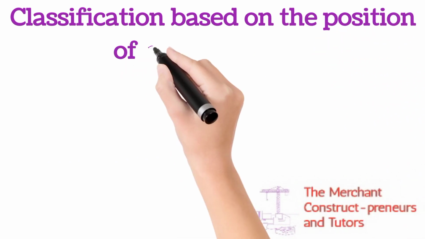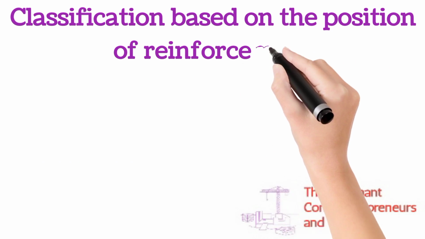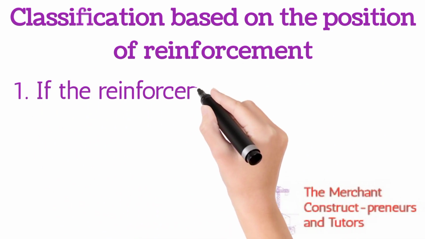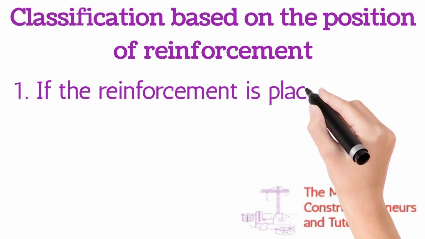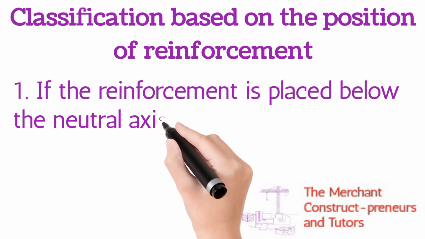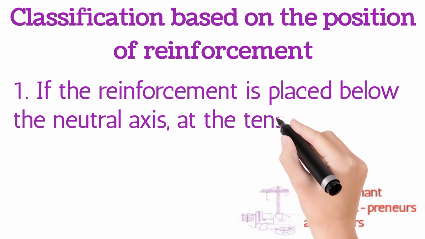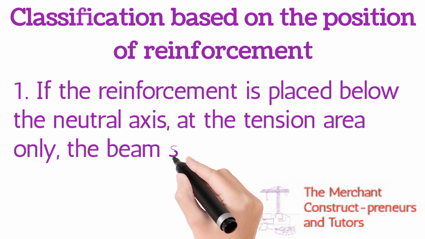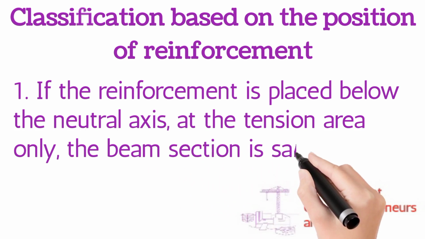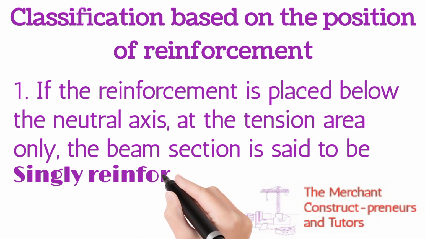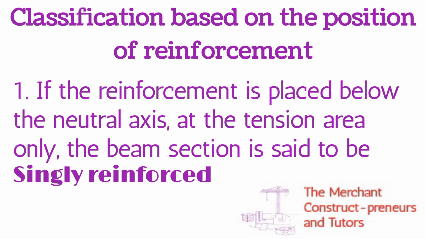Then the second classification is based on the position of the reinforcements. The first one we already did, based on cross section. Now this one, position of the reinforcements. For a beam section, we have what is called the neutral axis. The upper part is called the compression area, and the lower part is the tension area. So if the reinforcement is placed below the neutral axis, that is at the tension area, the beam section is said to be singly reinforced.